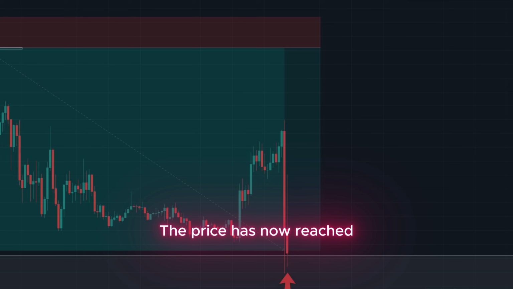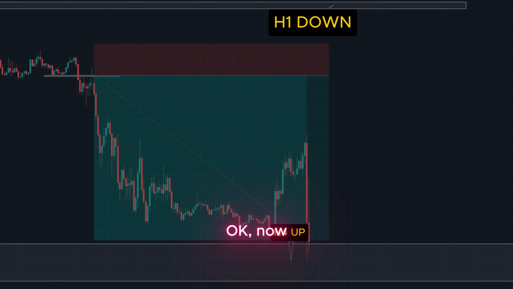The price has now reached the strong buying zone, the key level of the 4-hour time frame. So now, will the price continue to rise or will it decide to break down? Okay, now, let's move to our next trade. This next trade is a bit tricky.